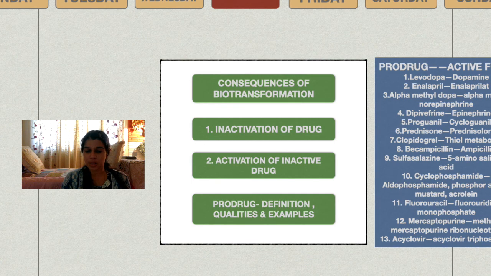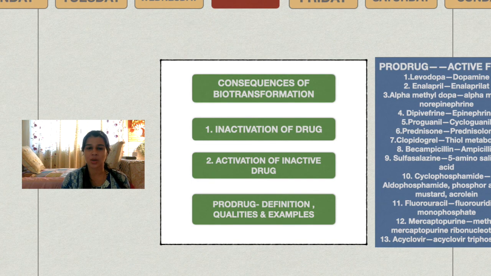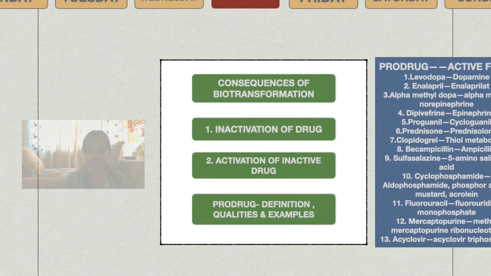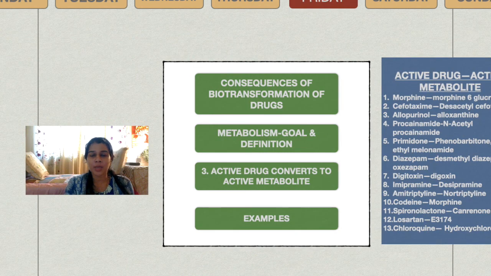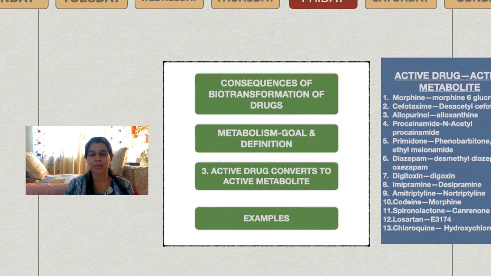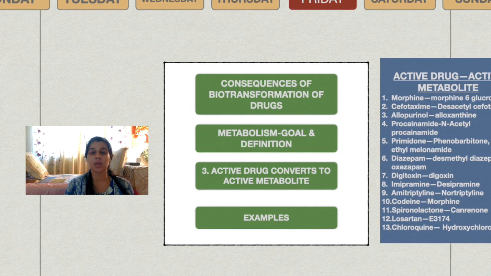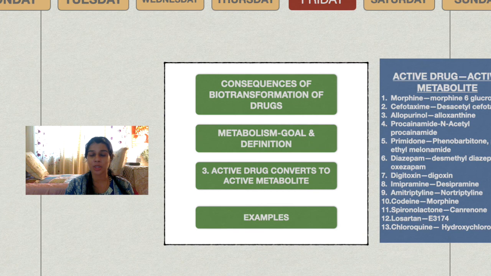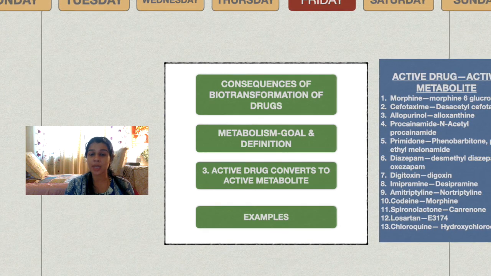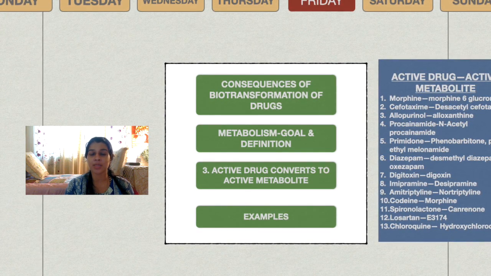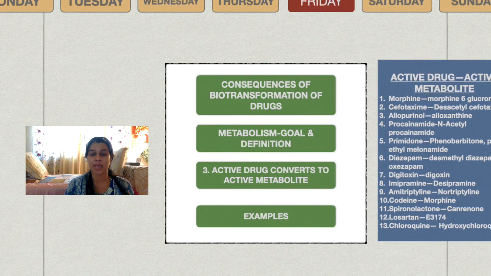And moving on to our next day, we'll be doing the third consequence of the biotransformation of drugs. So Friday was a new day, and we started on with some leftover examples for the table for the prodrugs converting to their active forms. But yes, the main topic was not that one. The main topic was the third consequence, that is conversion of an active drug into an active metabolite, and the sum total effect is the sum total of both the active drug and the active metabolite.